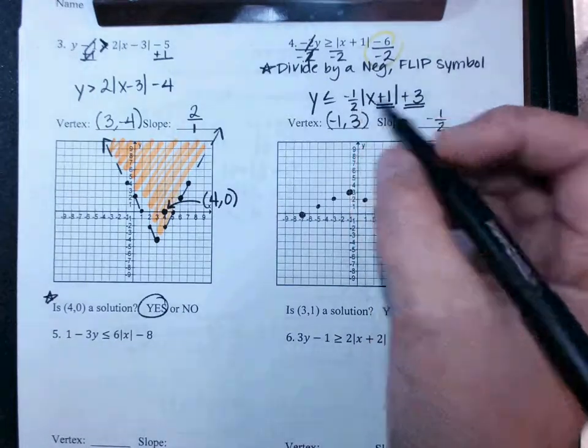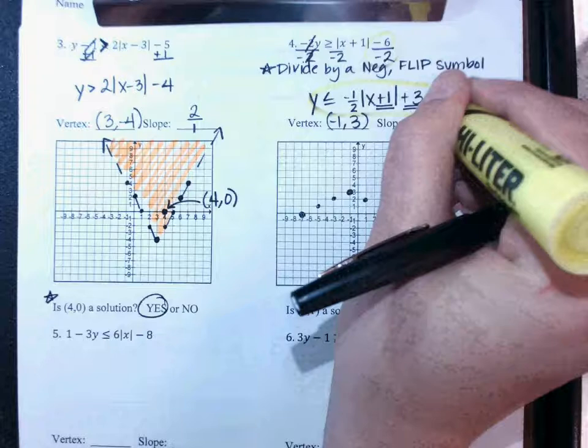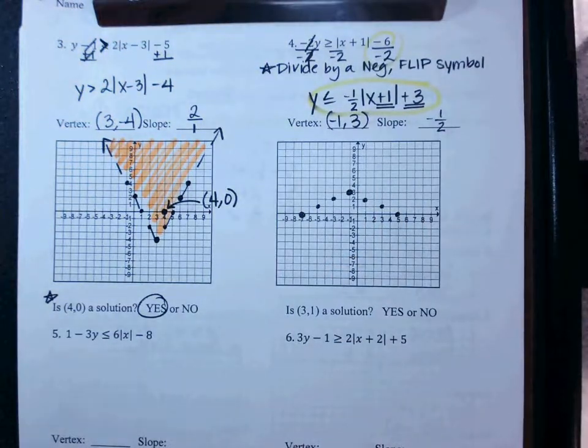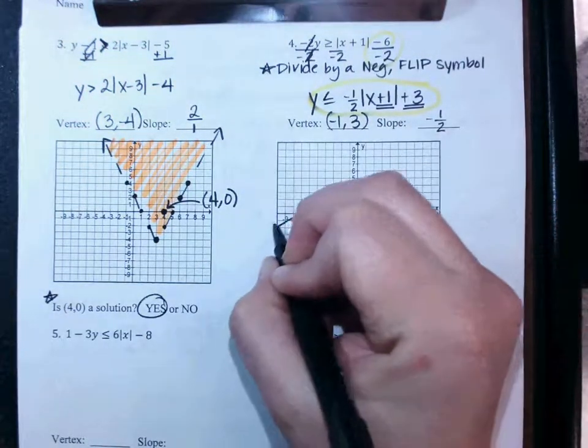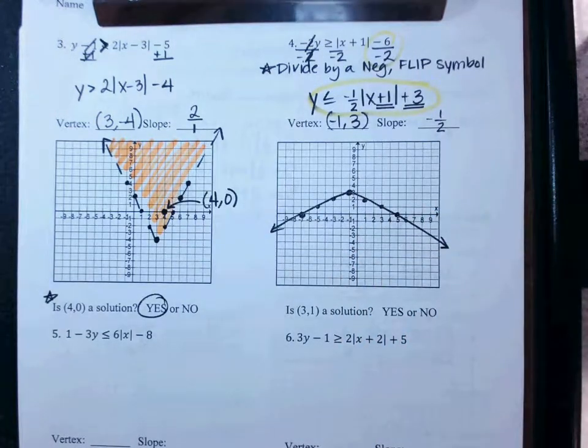Solid. Look at your symbol right here. Okay, it does have an equal to on it, so that means that I would make a solid line. Wait, hold on. Oh, you flipped this. Yeah, because we divided by a negative.